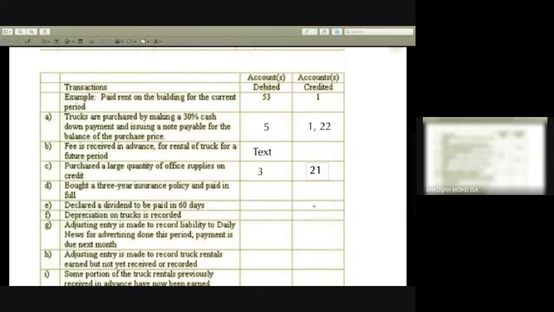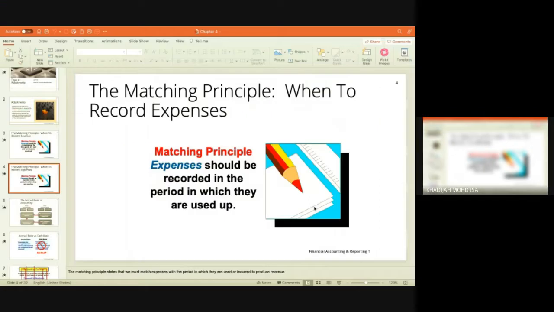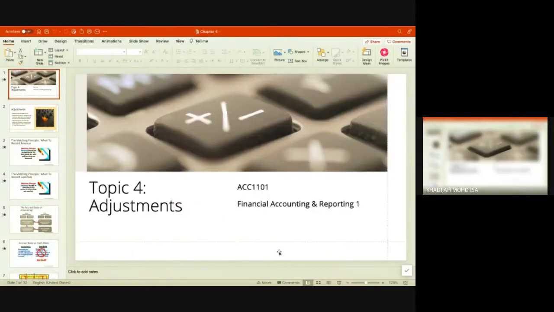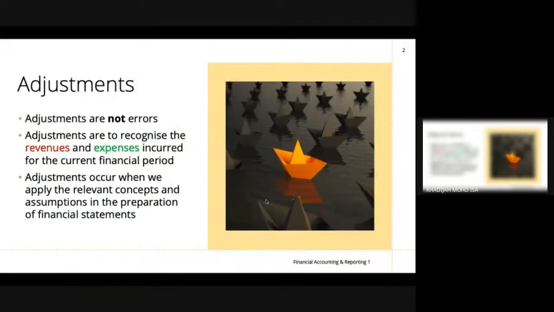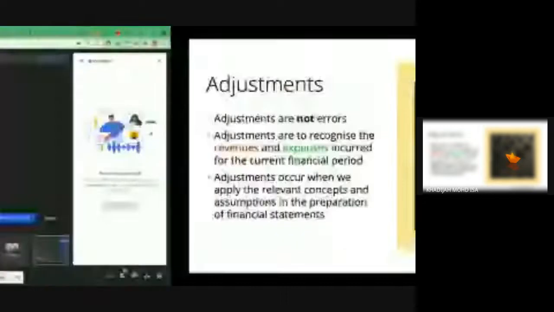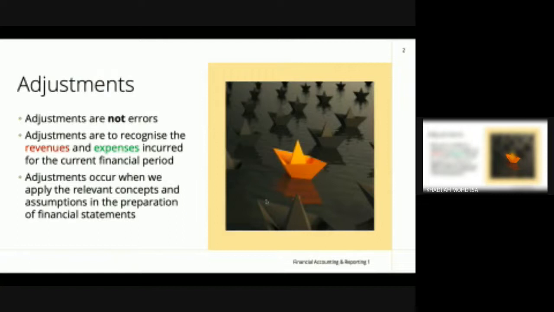All right. So let's go into the topic today, which is your adjustment. Then we can go back to the tutorial that I give you. I believe that you have actually looked into this topic before. We are looking at what is an adjustment. It's not an error, right? Adjustments are not errors, but adjustments are to recognize your revenue and your expenses incurred for the current financial period. We are going to look at why you have to do adjustments for your revenue and expenses.